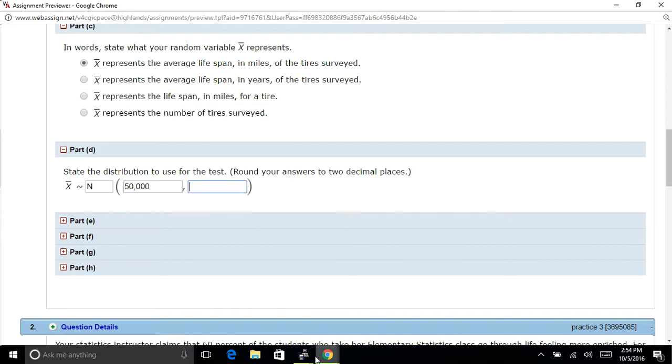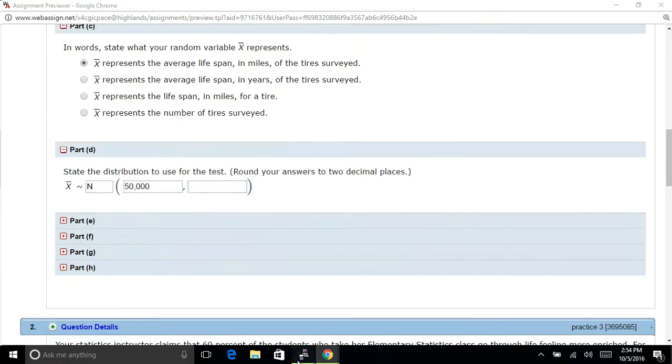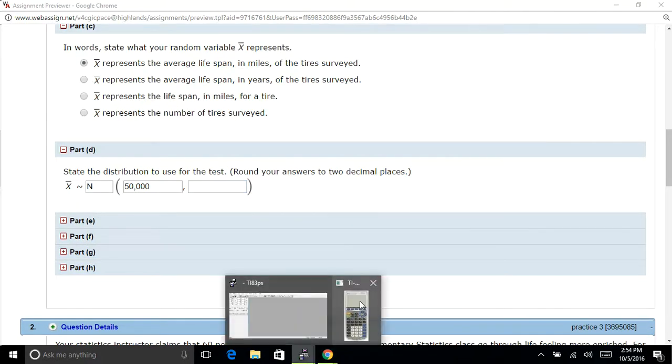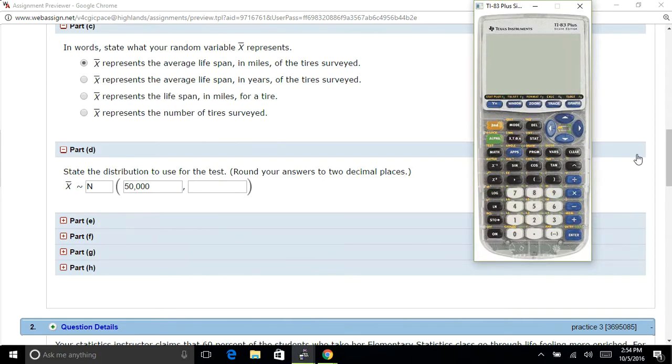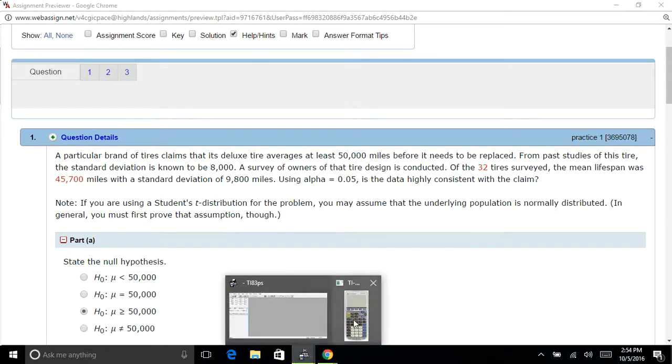Now to get your standard deviation, I'm going to bring up the calculator. Oops, not that one. This one. Nope, it won't come up. Give me just a second. There we go. So let me go back to the top of the problem, and I'm going to look at everything I need to put in.